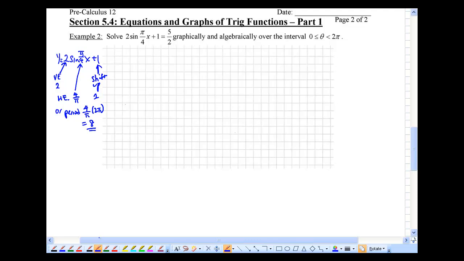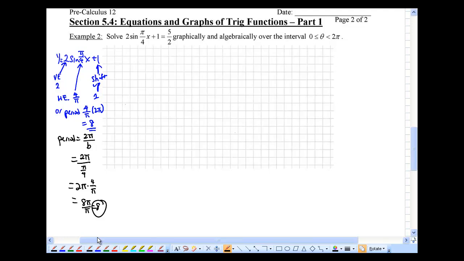Interesting. By the way, if that didn't work out for you, because you're not too sure what just happened there, remember the period also equals 2 pi divided by the b value. In this case, the b value is pi over 4, which is the same thing as 2 pi times 4 over pi. Same thing, that's just equal to 8 pi over pi, or just 8. Same thing.